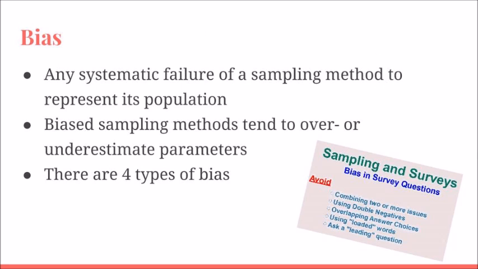As I already taught you guys, bias is any systematic failure of a sampling method to represent its population. So basically it means that the sample we gather to find out some type of information was invalid and inaccurate because there was some error. Biased sampling methods tend to over or underestimate the parameters, so they cannot give accurate data, and there are four types of bias. Now we'll take a closer look at those four types of bias.